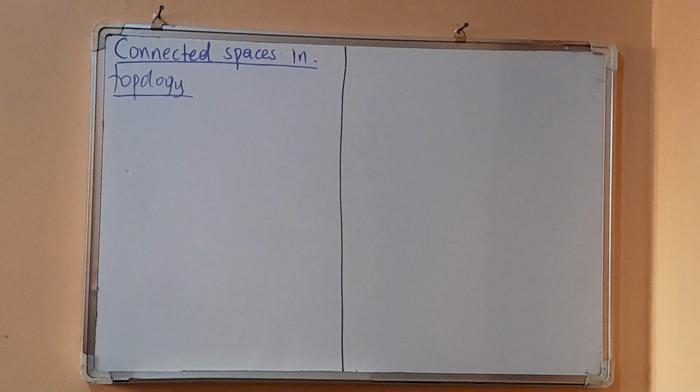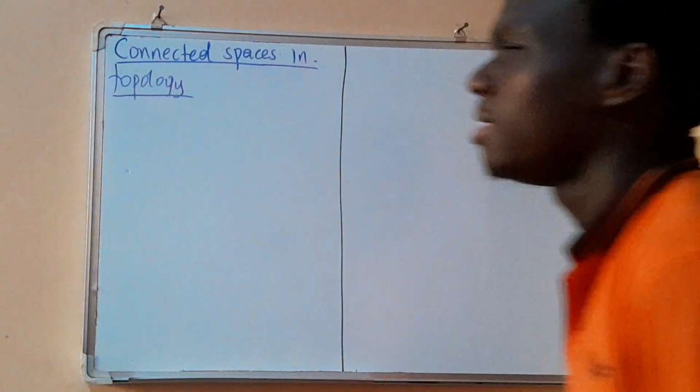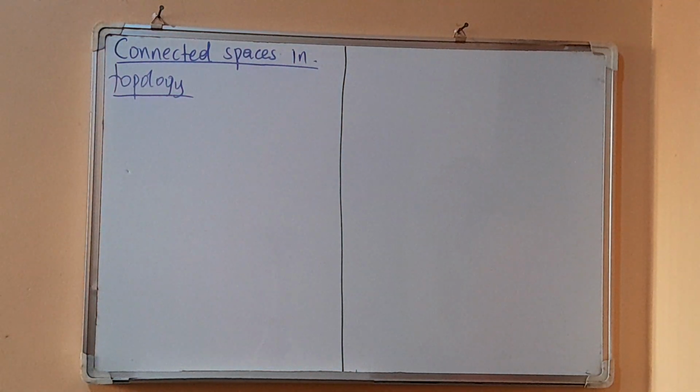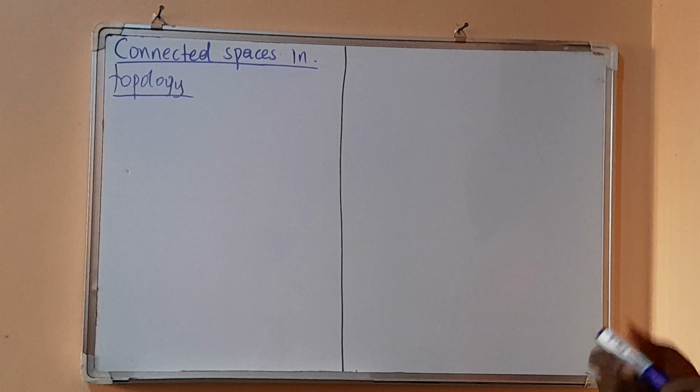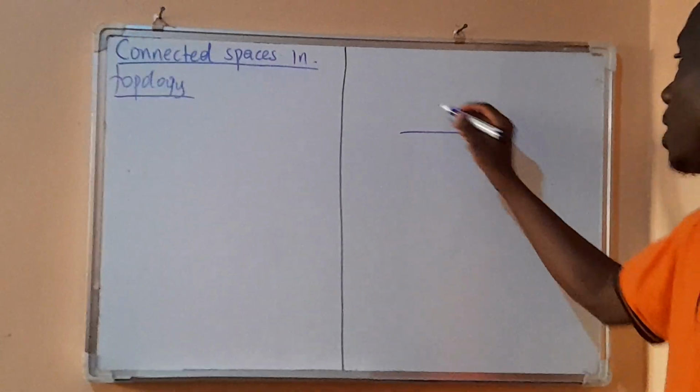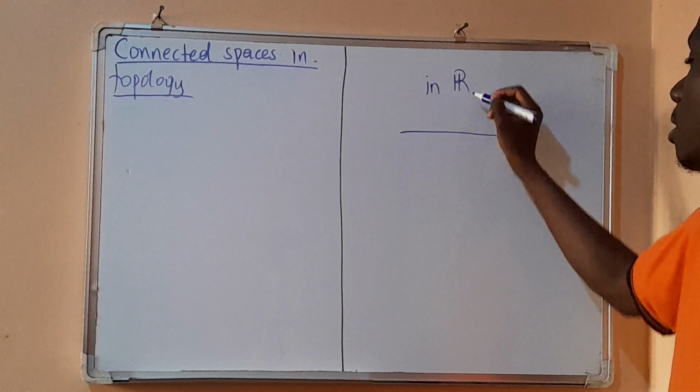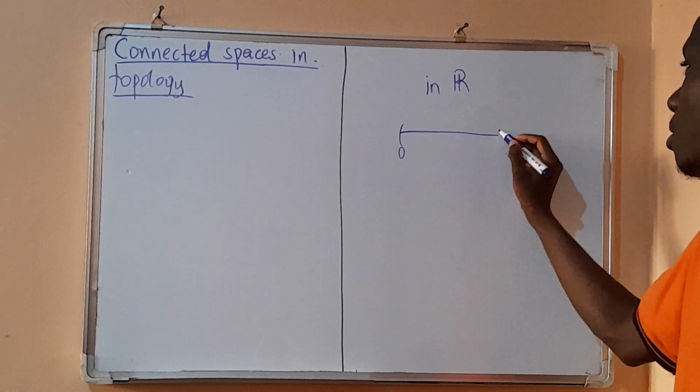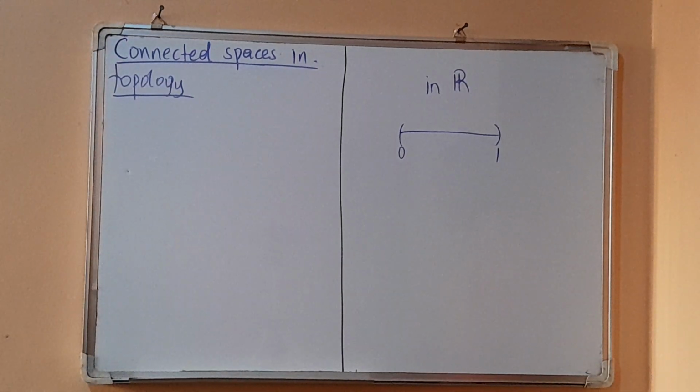So in simple terms, something can be separated by some means, but if something is connected, then it has no separation. For example, this interval in R, the interval from 0 to 1, is connected. We all agree that the interval is connected. Also, a closed interval is connected.